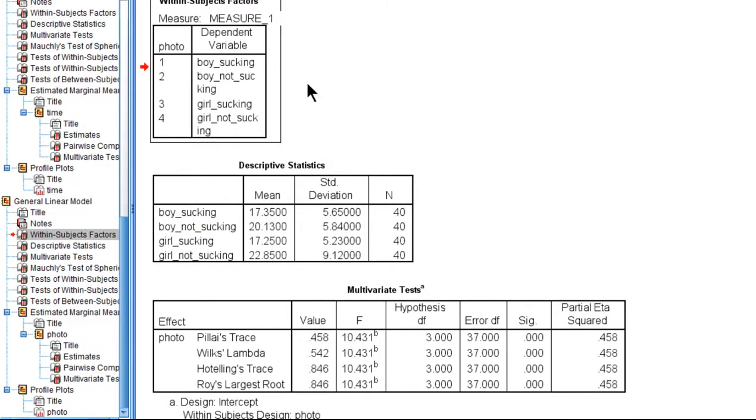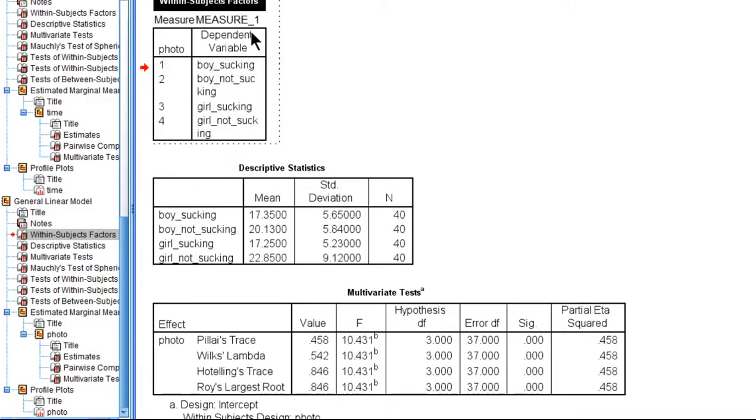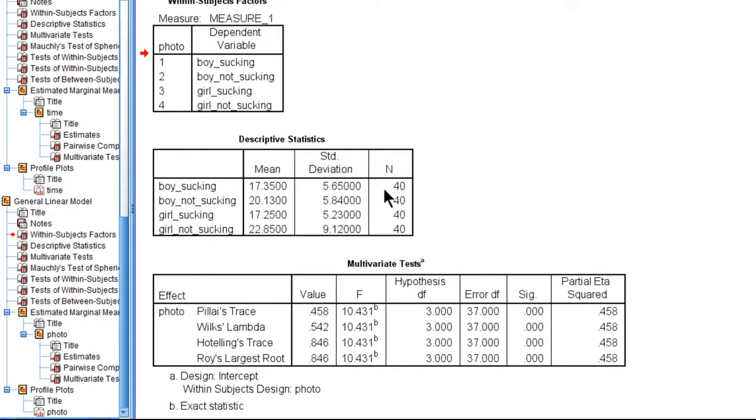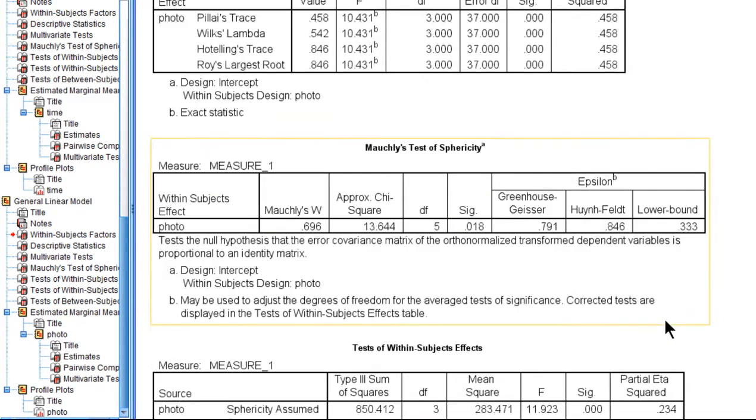So first you get the measures box, and you can see that we have our 4 levels associated with the independent variable, which is photos. And we have boys sucking and girls sucking. You can see that the means are lower than when not sucking their thumb. So obviously the children are responding to that, at least numerically. We don't know if it's significant yet.